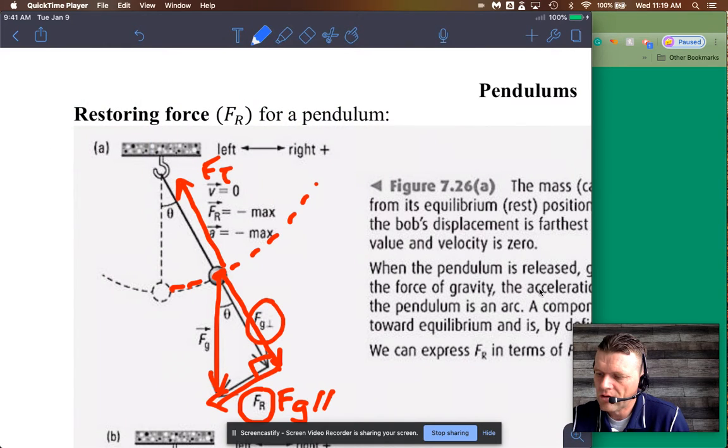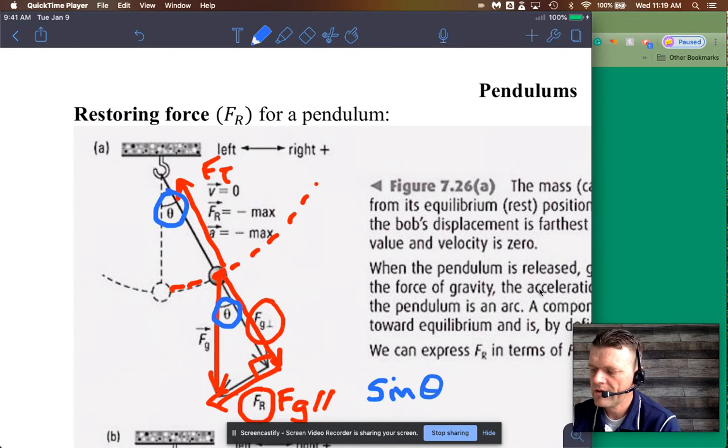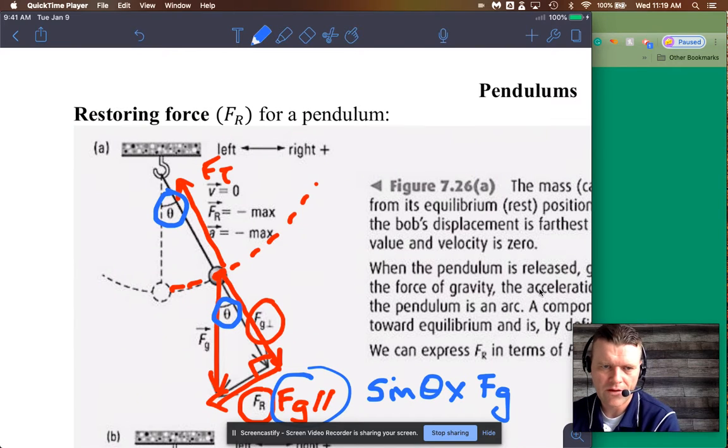The angle that you displace your pendulum is also the same as the angle within the free body diagram, within these force of gravity components. So if you know the angle you displace it, it's the same angle there, and you can simply do the sine of theta multiplied by the force of gravity, okay? Because we're going to take the sine of that angle to give us the opposite value, which is going to be the force of gravity parallel.